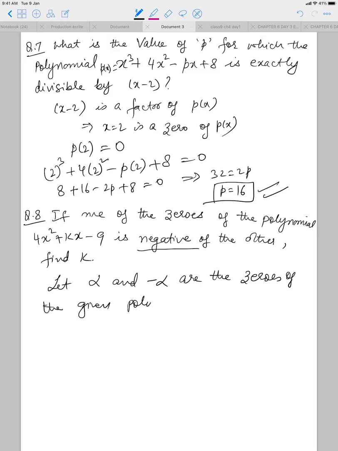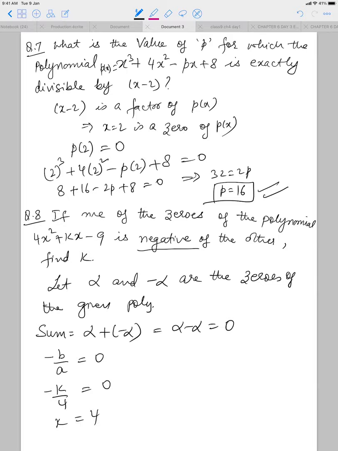if alpha and minus alpha are the zeros of the given polynomial, what will happen to their sum? Alpha plus minus alpha will reduce to 0. It means if the zeros are negative of each other, then you simply put sum equal to 0. Now what is sum equal to? Minus b by a, that should be equal to 0. That is minus k by 4 is equal to 0, or k is equal to 4.